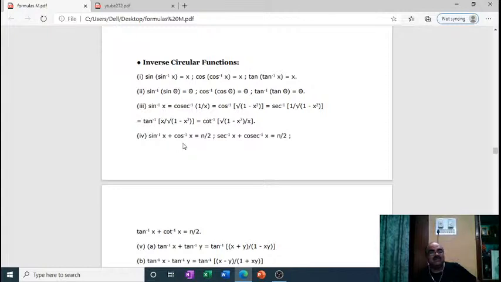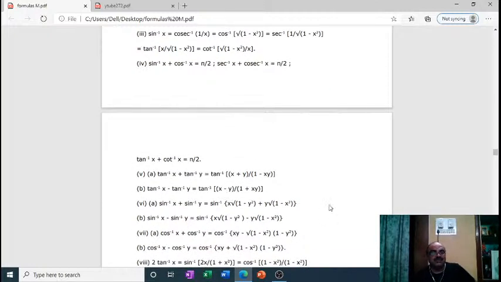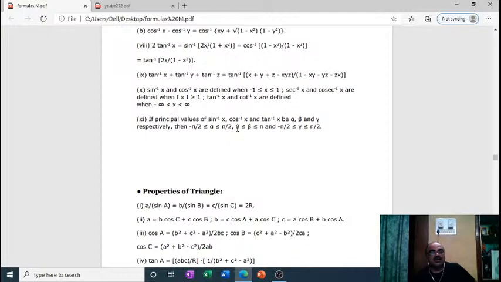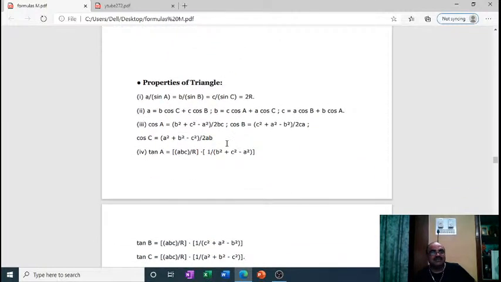Sine inverse x plus cos inverse x is equal to pi by 2. Similarly, secant inverse x plus cosecant inverse x is pi by 2. Cot inverse x plus tan inverse x is pi by 2. These are all addition formulas.